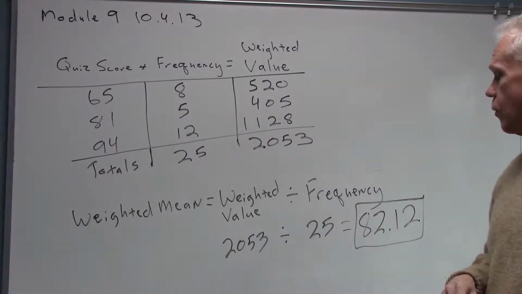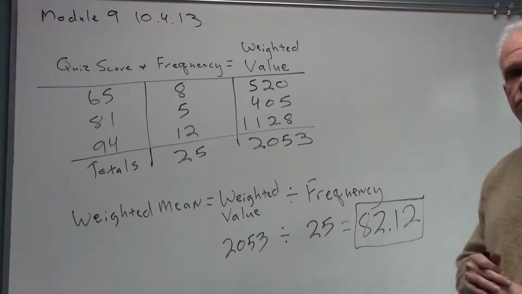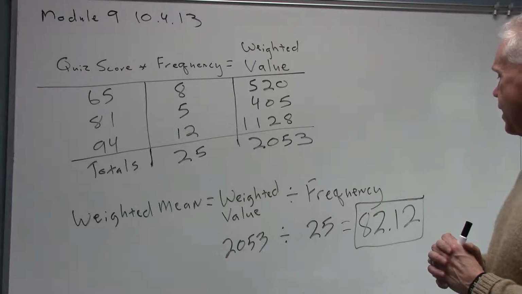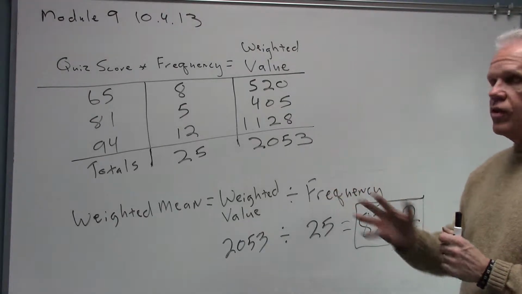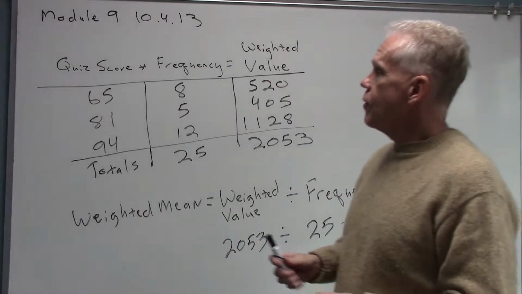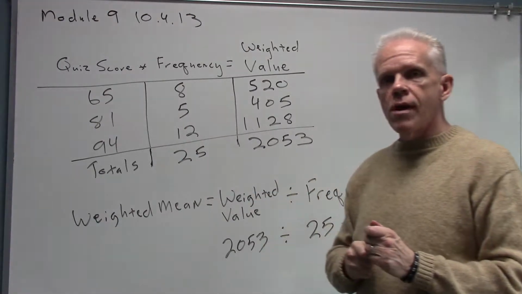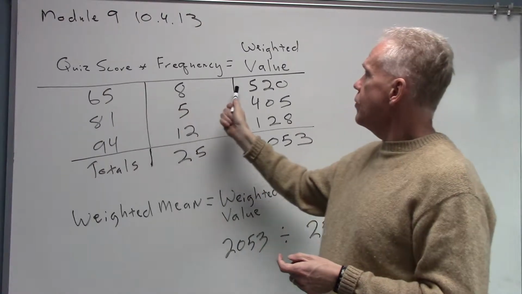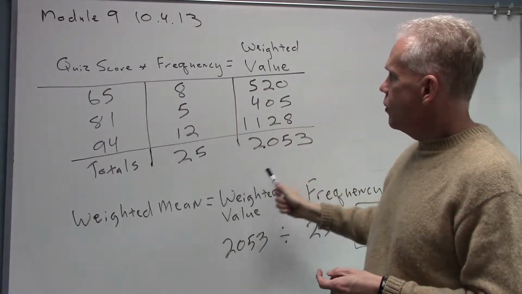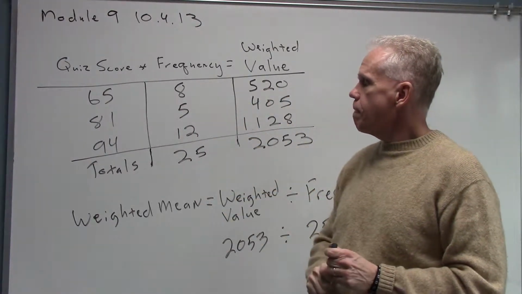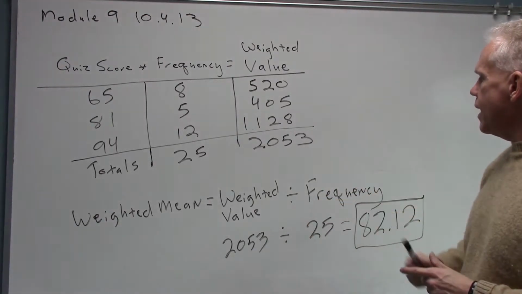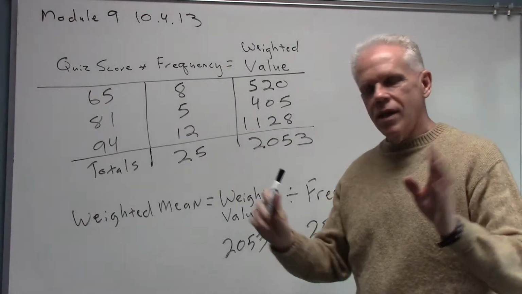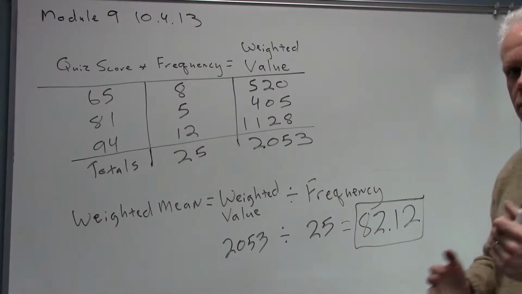You could round that if you wanted to a whole number, it'd be an 82. If you rounded to the tenth, it'd be an 82.1. But essentially, this is your process for working out that problem to get that weighted mean. Multiply your quiz score times your frequency, get your weighted value, total those up, total up your frequencies. Divide your weighted value by your frequency, boom, weighted mean, you got it. Round it where they say.